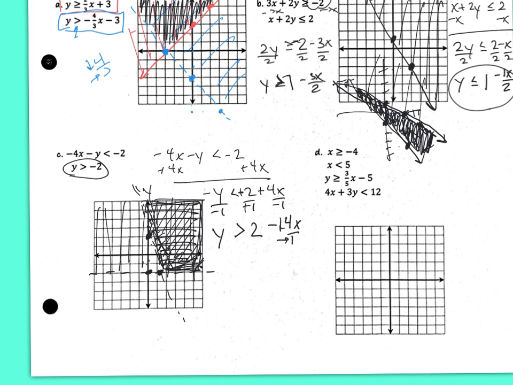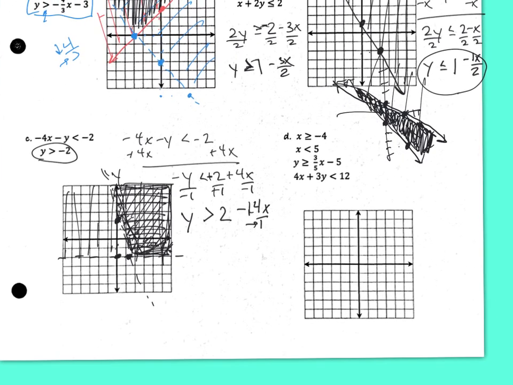Now we're going to get to part D. All these lines. So x is greater than -4. So here's your x-axis. 1, 2, 3, 4. Oh, it's greater than, sorry. 1, 2, 3, 4. All the x's are 4 here. This is a solid line. All the numbers bigger than -4 go this way.